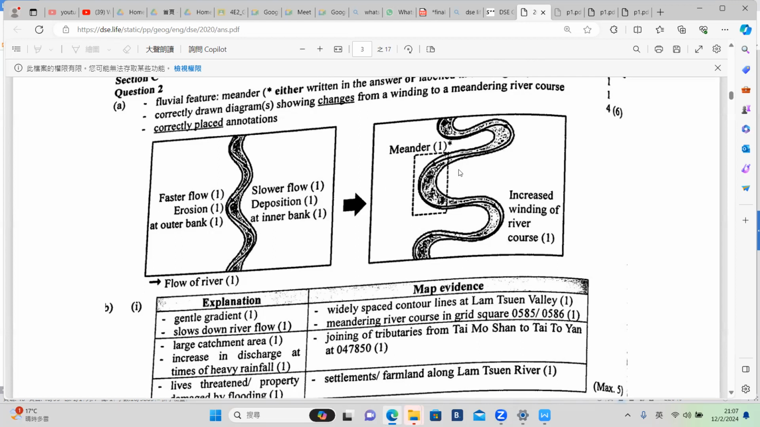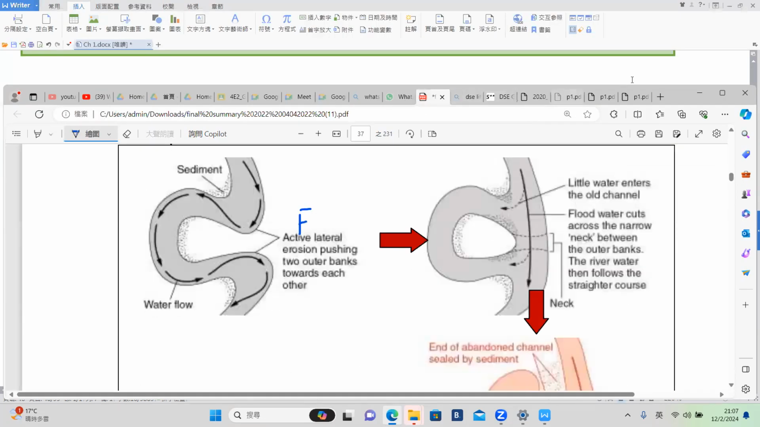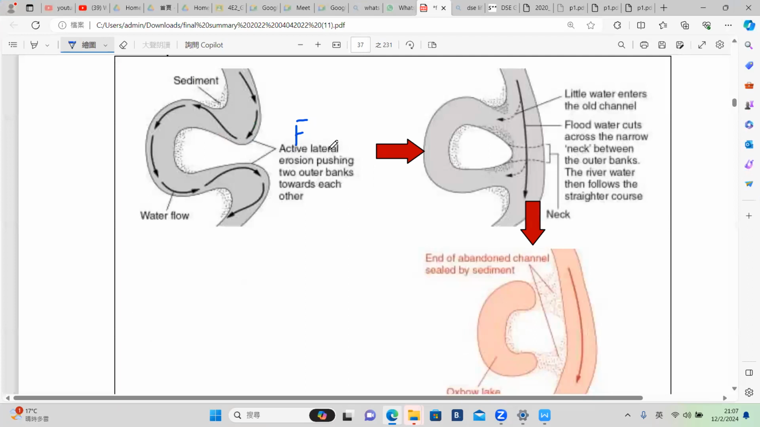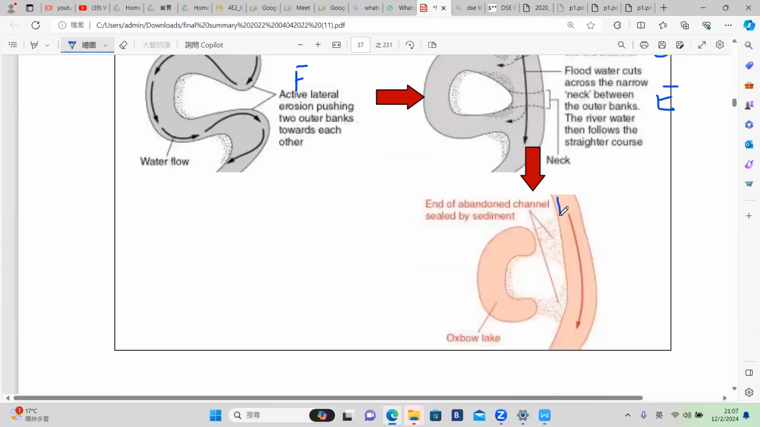Then you will get full marks. OK? Go back to the earlier part. OK, then F: lateral erosion pushes the outer banks, moving towards each other, and then the little water enters the old channel. OK, this is E, and then the flood water may cut off the neck between the inner bank and outer bank. OK, then seal up the channel with sediment, then forming the ox-bow lake. So this is D. OK, so actually it is only 4 or 5 marks.